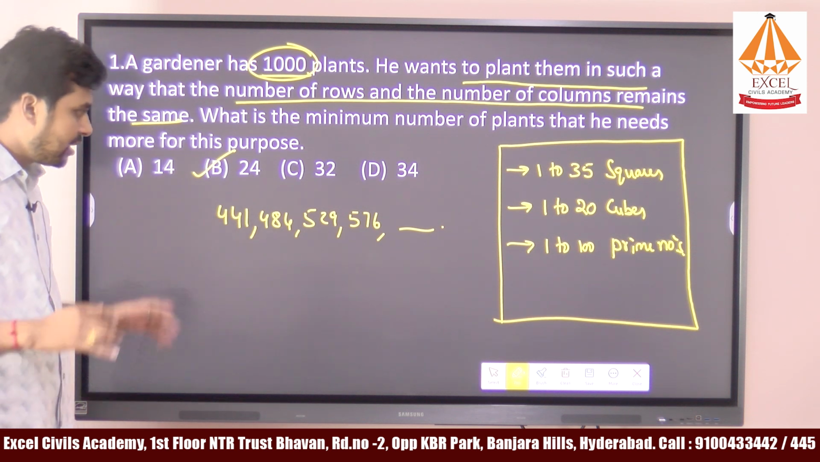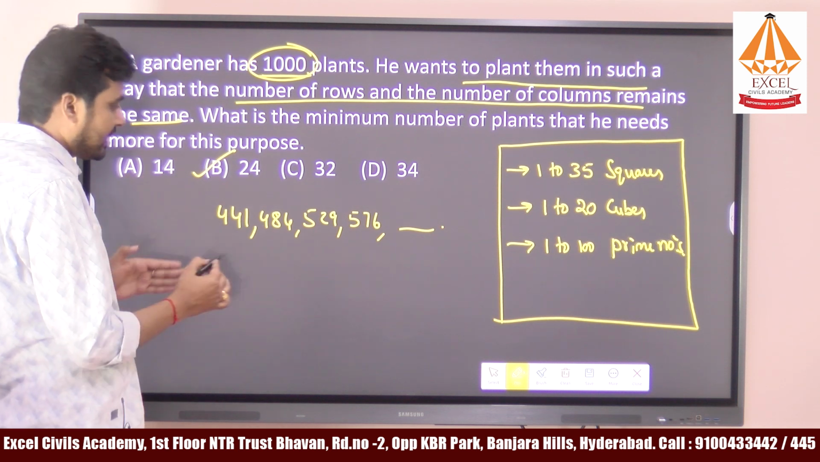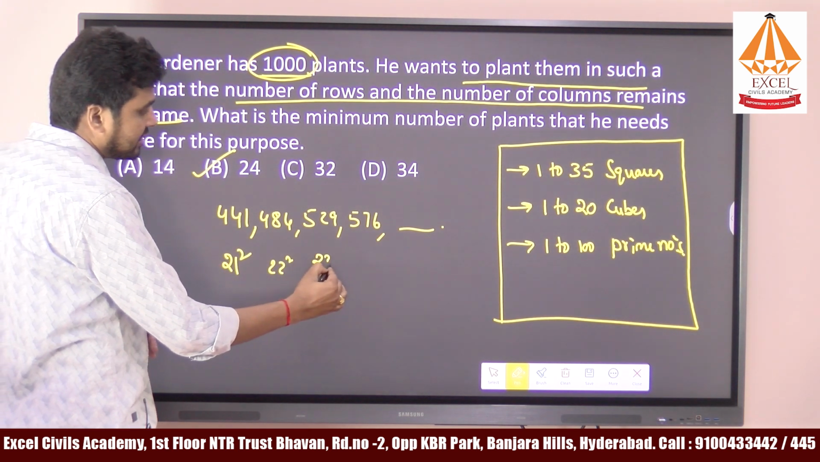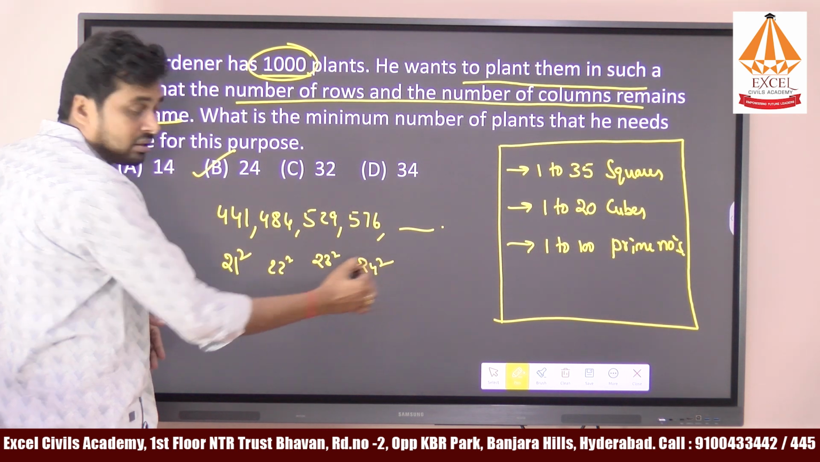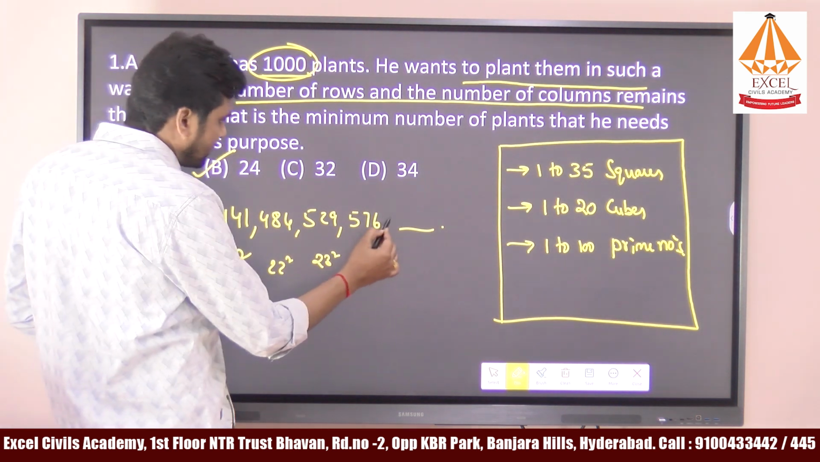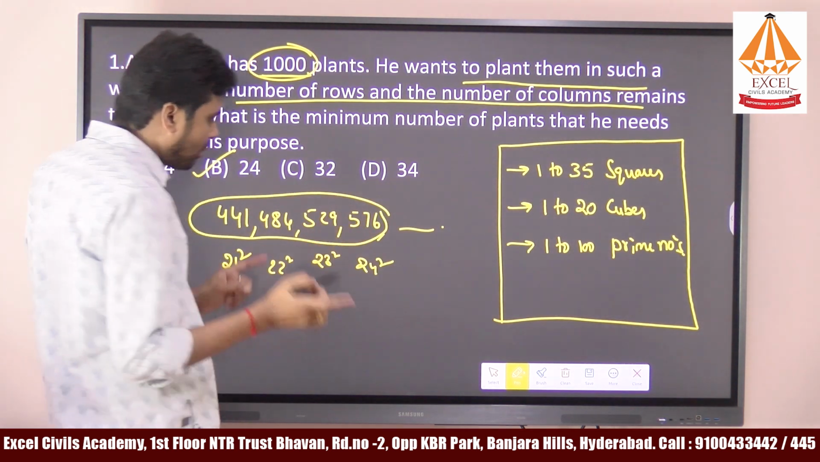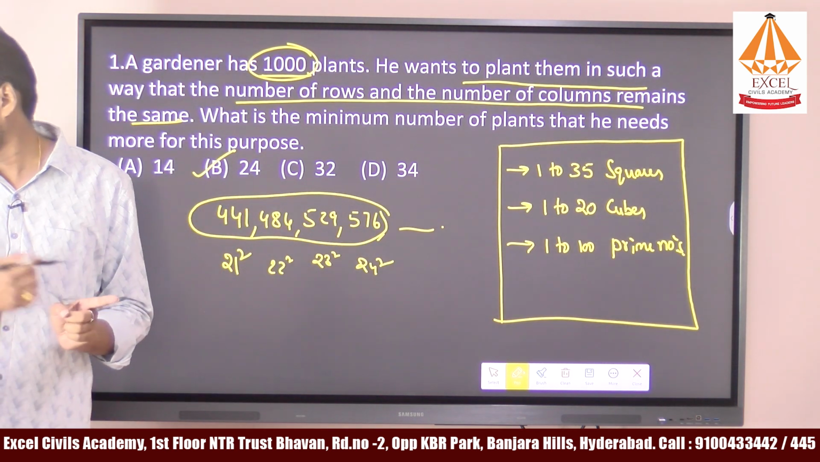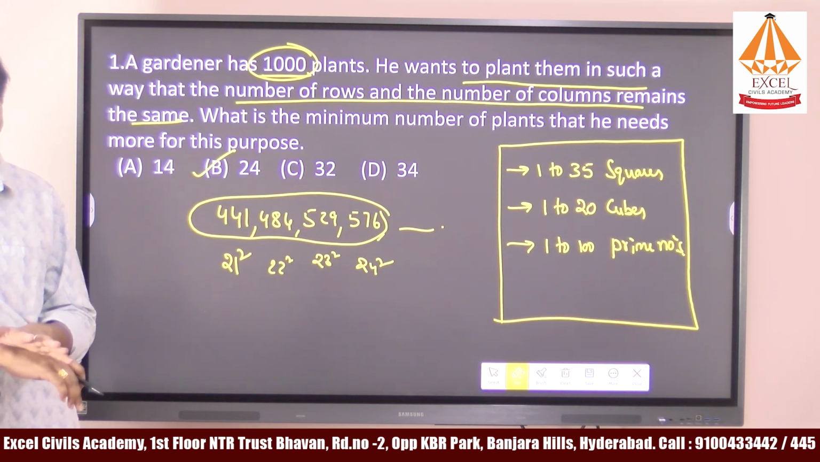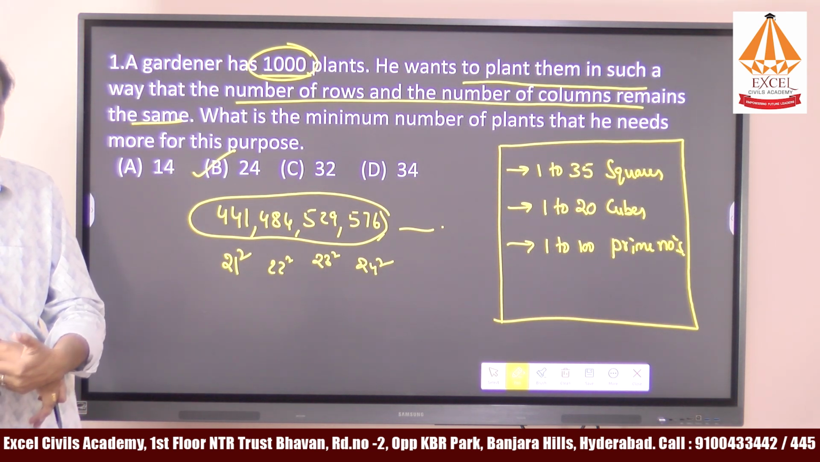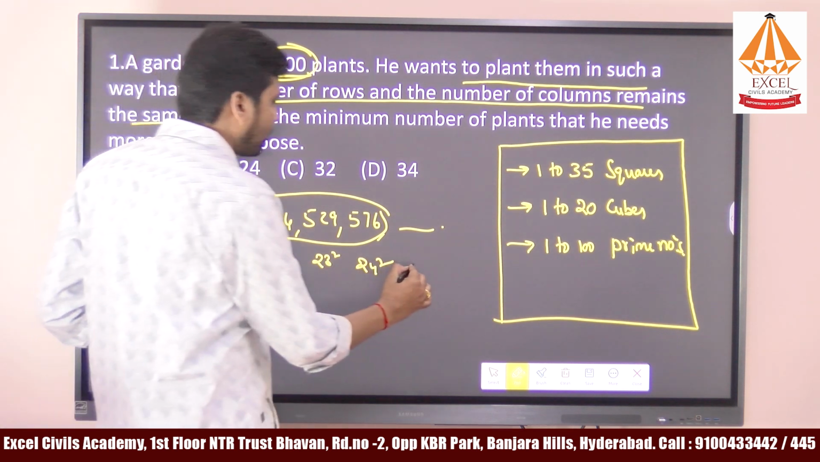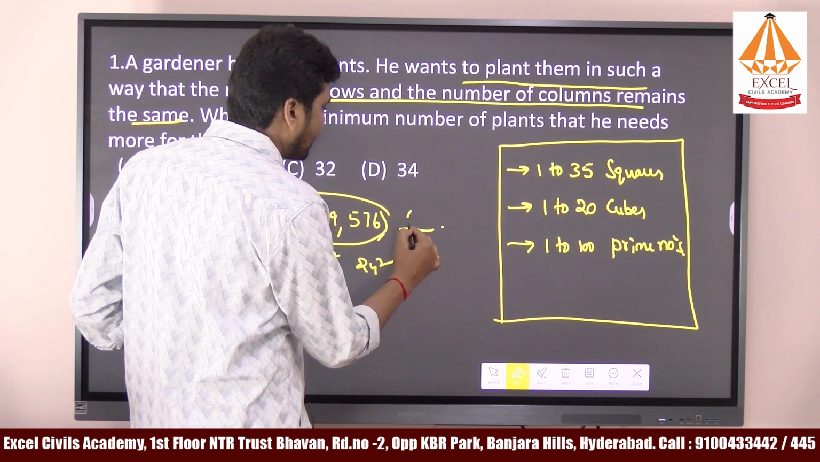Here you can see that if you identify these numbers as square numbers, then you can write them as 21 square, 22 square, 23 square and 24 square, right? What is the next number then? 25 square. You have to know that all these numbers are square numbers; unless you know the square numbers, you can't do it. So the next number is 25 square, which is 625.